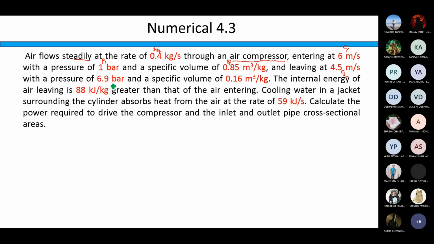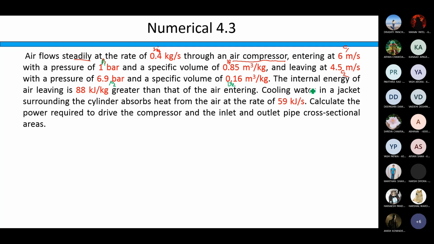So this is C2, then with a pressure of 6.9 bar. So this is the pressure after compression. So P1 is 1 bar, P2 is 6.9 bar. And when you pressurize the air or compress the air, as the pressure increases, the specific volume will go down. So this is specific volume at state point 2, which is after compression. So 0.16 meter cube per kg.